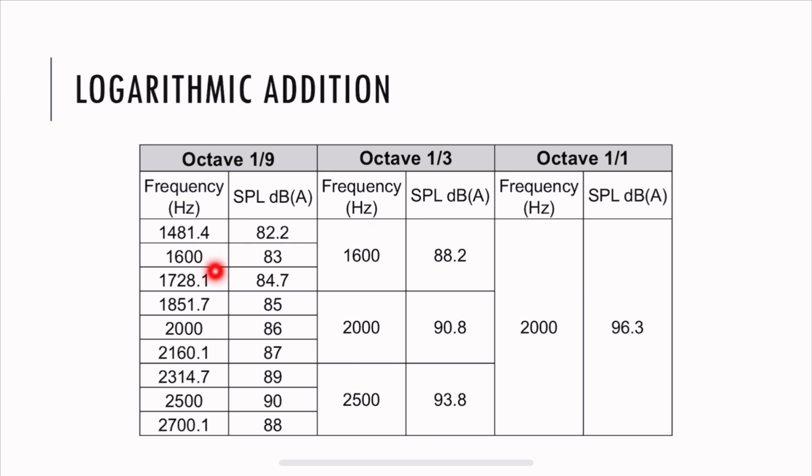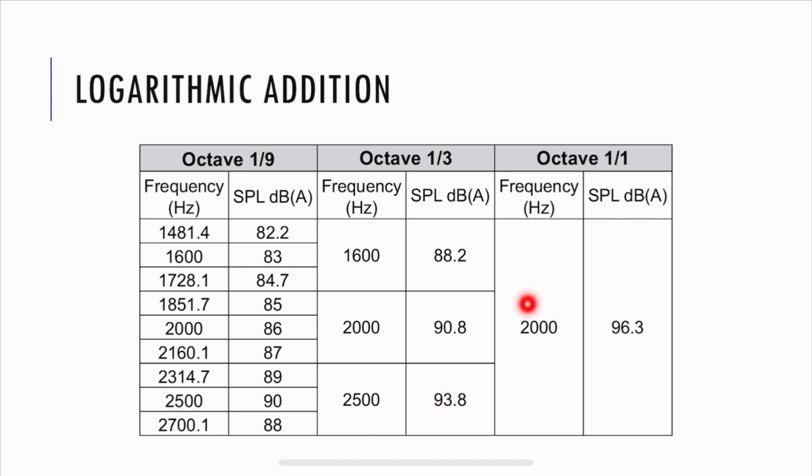we can do so by logarithmic addition. For example, let's start with octave 1 by 9. We know that this particular frequency 1600 is split into three octave parts. That's why it is 3 times higher resolution, and the same holds true here as well. Let's start with these frequencies. We have these 3 frequencies, and we have the sound pressure level. We add them up logarithmically, and we get the single value for 1600. That's how we arrive at this 88.2. And we repeat the same process. We add these 3 values, sound pressure levels, logarithmically, and we arrive at this. And again, we add this and logarithmically arrive at this.